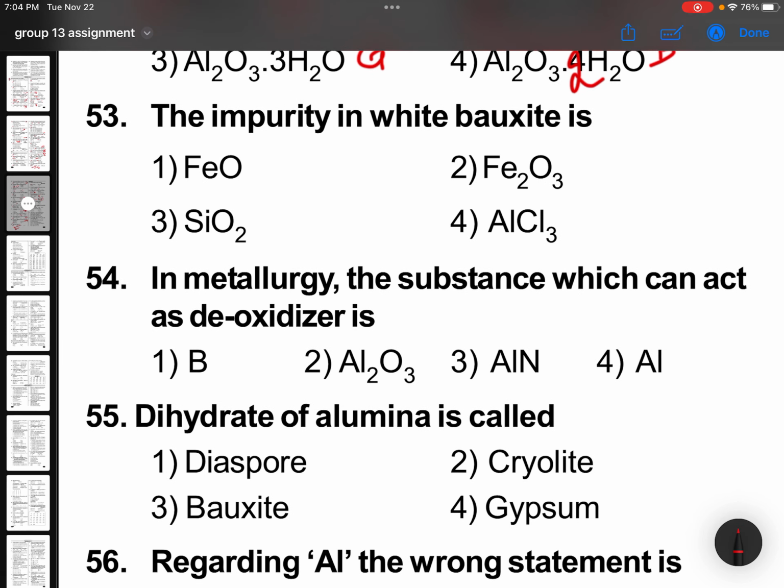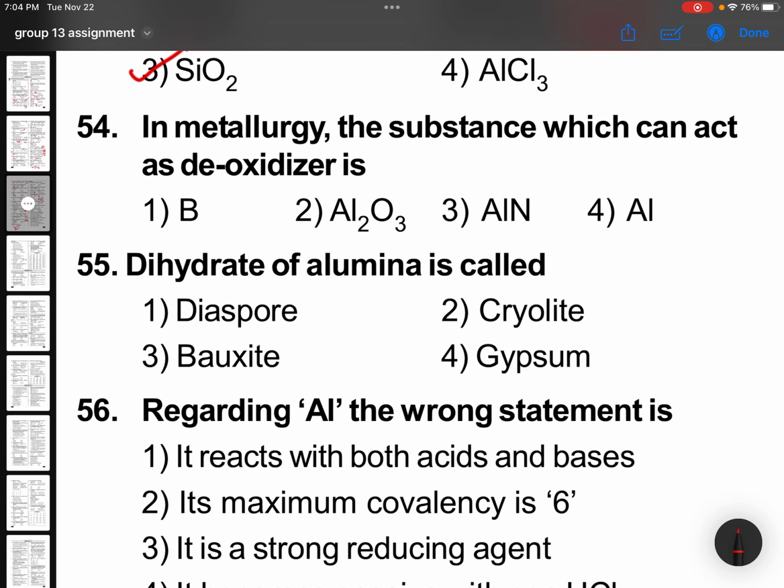The impurity in white bauxite: white bauxite contains silica as impurity, SiO2. Red bauxite contains Fe2O3. In metallurgy, the substance which can act as a deoxidizer, deoxidizer meaning one which can remove oxygen. That job is done fantastically by aluminium because aluminium loves to be with oxygen. So it is a deoxidizer.